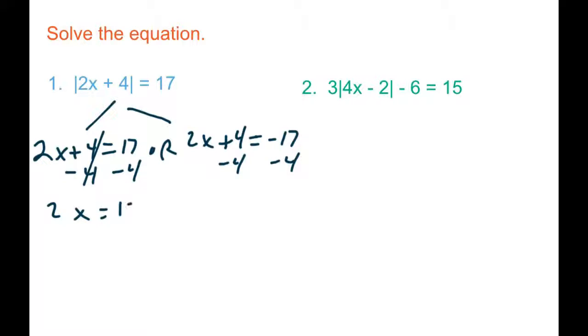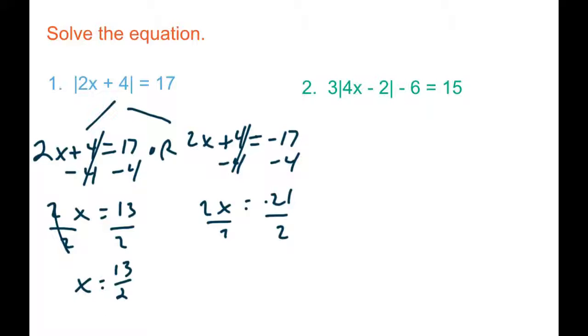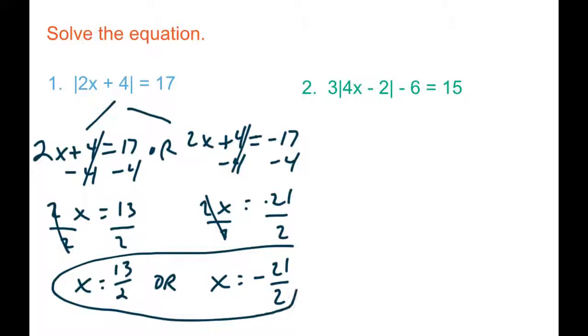2x equals 13. 2x equals negative 21. Divide both sides by 2 on both equations. x equals, I can write 6½ or I can just leave it 13 halves, that's fine. Or, don't forget the word or. And this could be negative 10½ or I can just leave it negative 21 halves. And then that's my solution: x equals 13 over 2 or x equals negative 21 over 2.